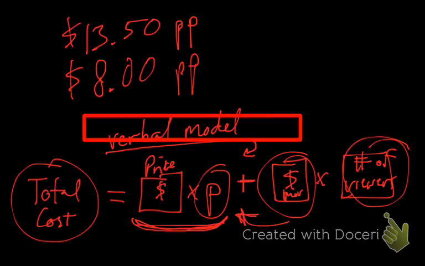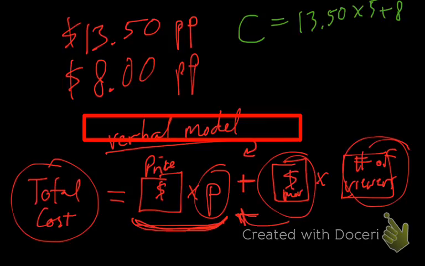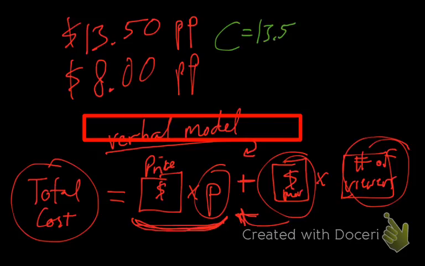Let's take this now and set it up here with numbers. Total cost, I'm going to just put a big C. Total cost would be the price, $13.50, times the number of people, we said 5, plus $8 times, oops, I'm going to run out of room. Let me see if I can write a little smaller. C equals 13.50 times the number of people going, 5, plus 8 times the number of people that wanted to see the movie, because the movie cost $8 and there were only 3.